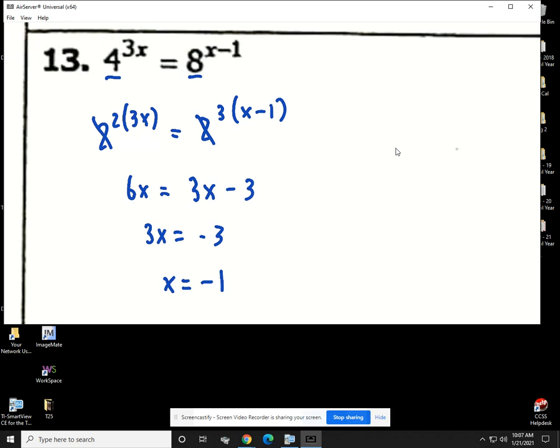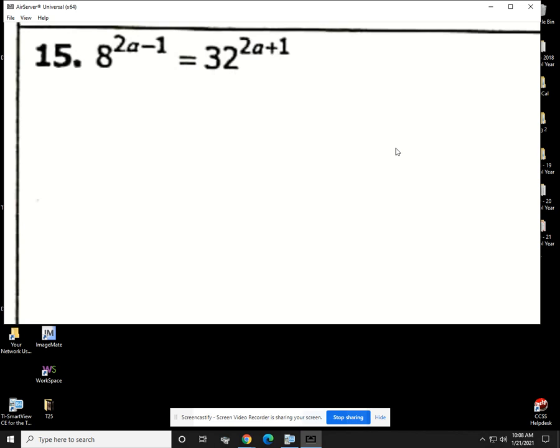All right, another one. Number 15. Again, my first thought: let's make 32 an 8. 8 times 8 is, I went right past 32, so I can't do that. So I try 4. What's 4 times 4? I just went straight past 8. So 8 didn't work. 4 didn't work.